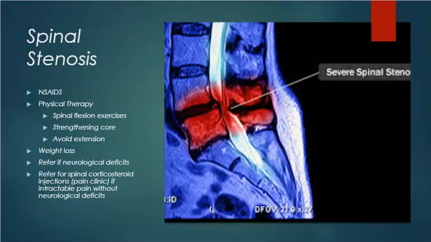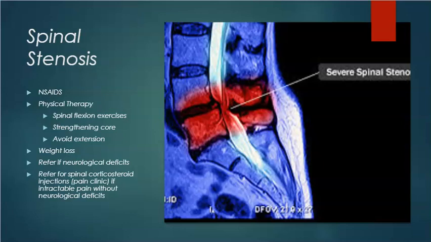Spinal stenosis, remember, is the narrowing of the spinal canal which compresses the nerve roots. Obesity plays a major role in the development of this, so patient education on weight loss and maintaining a normal BMI is paramount in its treatment. NSAIDs are beneficial, and exercises that focus on spinal flexion and core strengthening are also recommended. If the nerve root compression causes neurological deficits or patients do not respond to conservative measures, they should be referred.